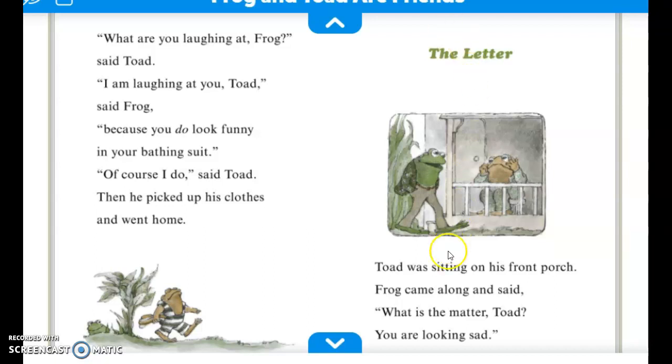Let's begin. Toad was sitting on his front porch. Frog came along and said, "What is the matter, Toad? You are looking sad."